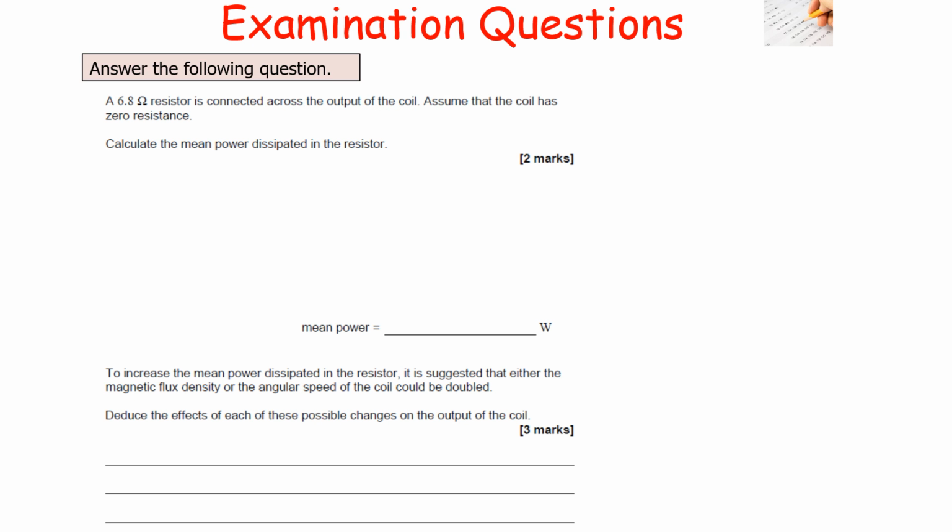The next question says, for the same idea, a 6.8 ohm resistor is connected across the output of the coil. Assume the coil has zero resistance. Calculate the mean power dissipated in the resistor. Then to increase the mean power dissipated in the resistor, it suggests that either the magnetic flux density or the angular speed of the coil could be doubled. Deduce the effect of each of these possible changes on the output of the coil.